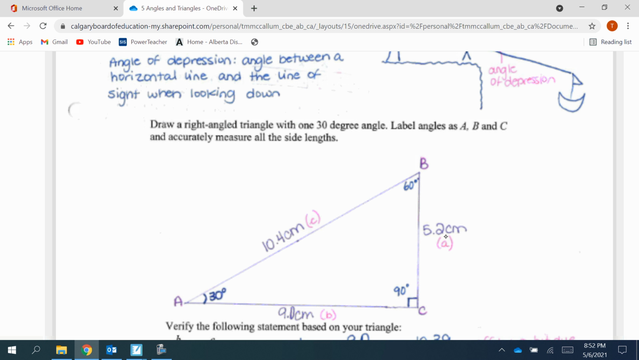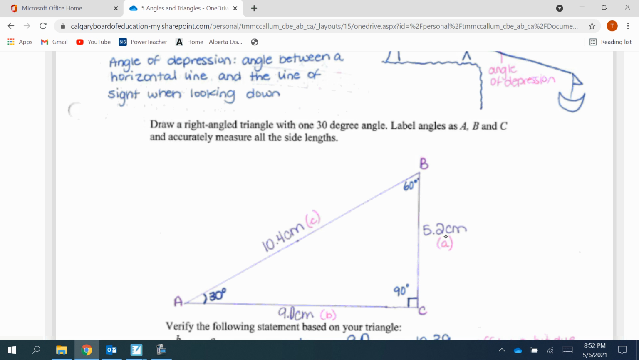And then my angle B is 60. 30 was the other one that we needed, right? So 30 is right there. So my angle B is 60. I think if I measured them, I was pretty good. I got pretty close on all of those. So side length B is 9.0 centimeters. So I drew it. I felt pretty proud.